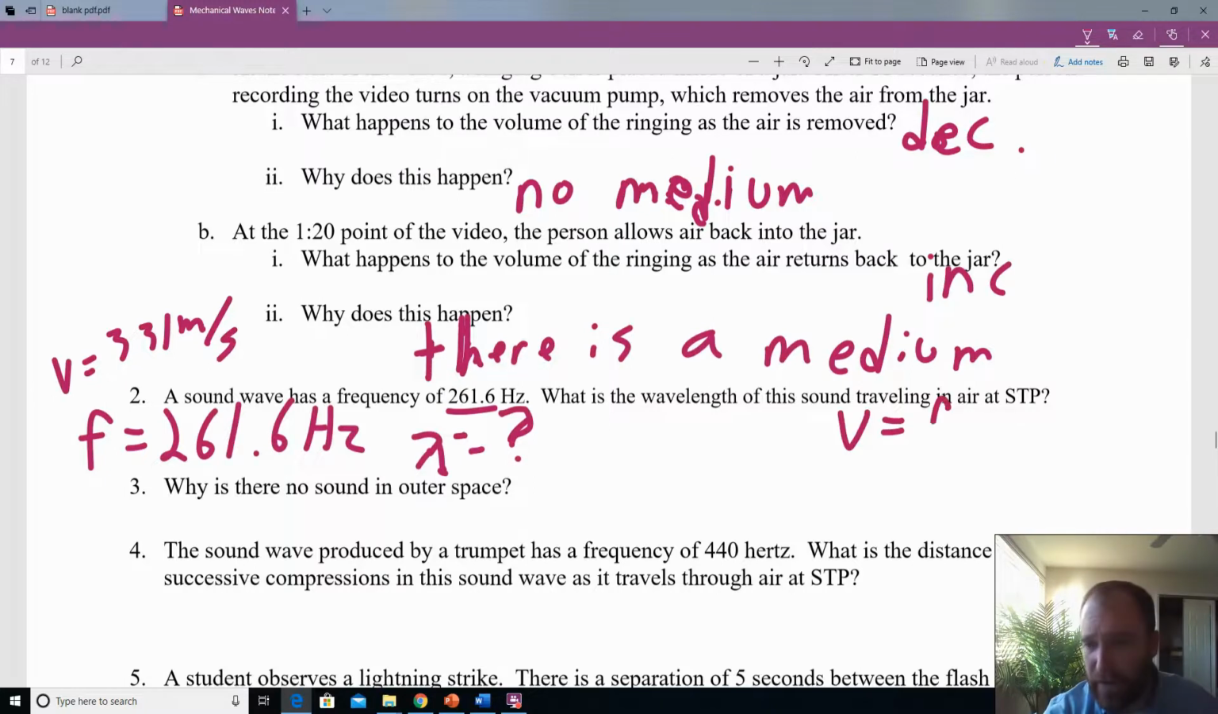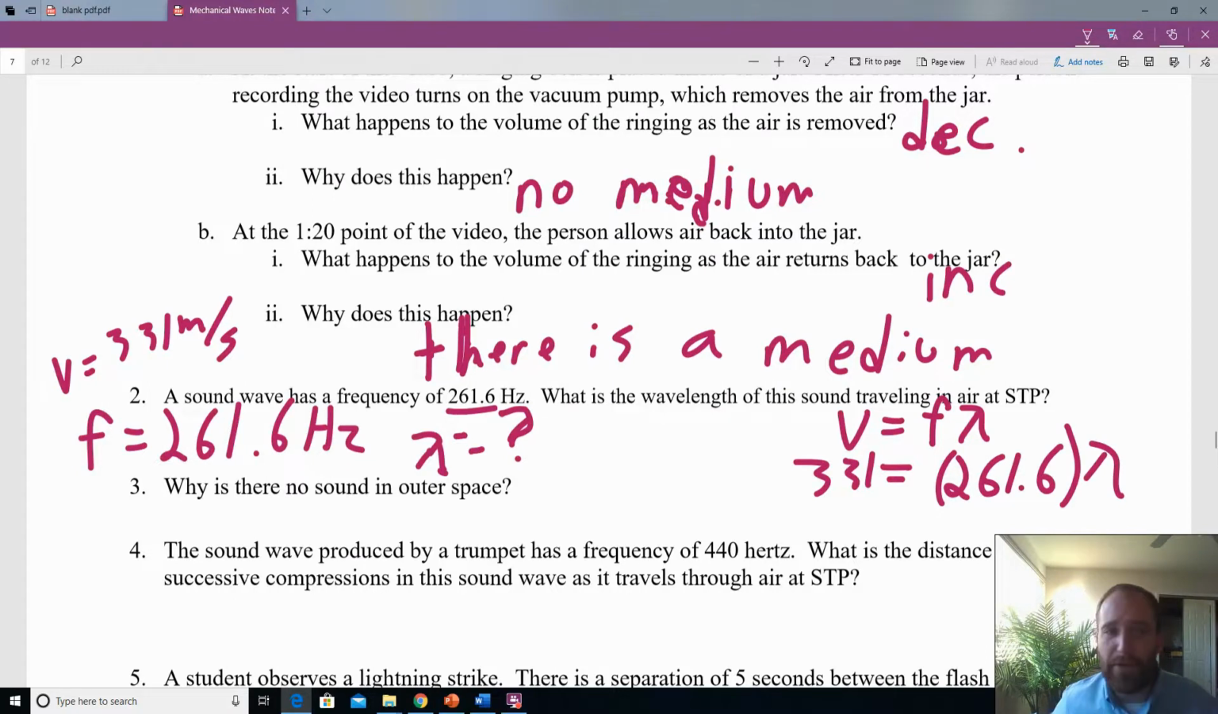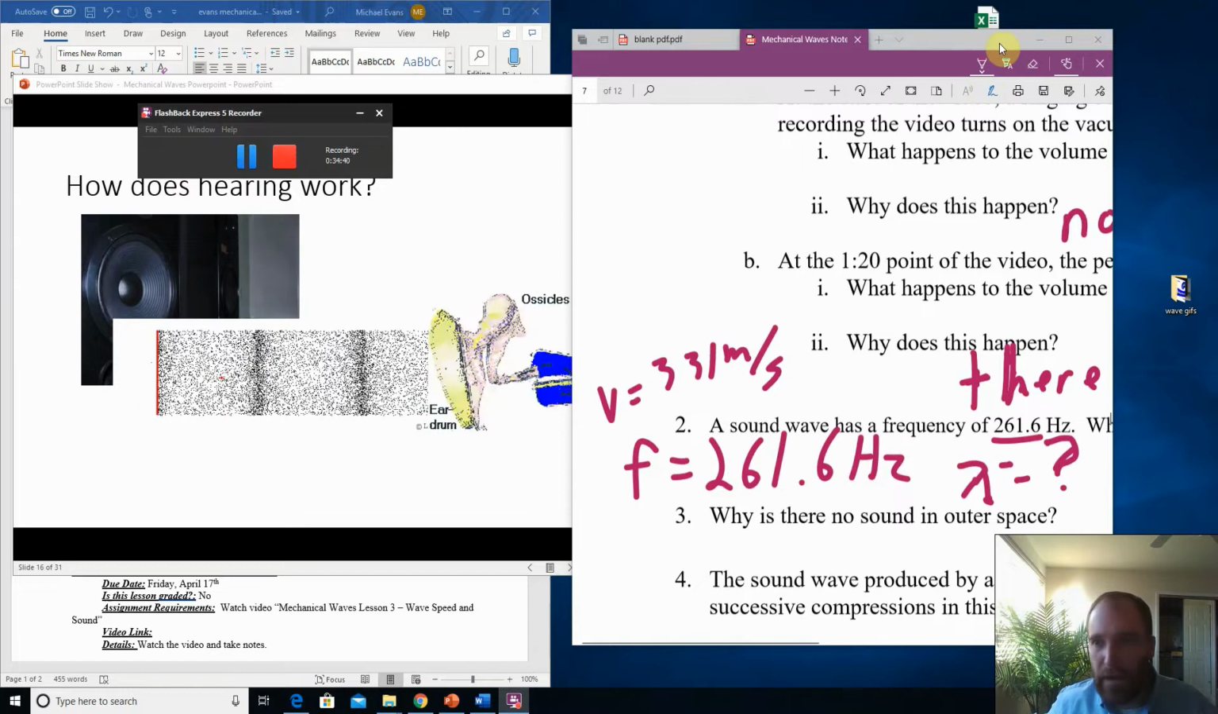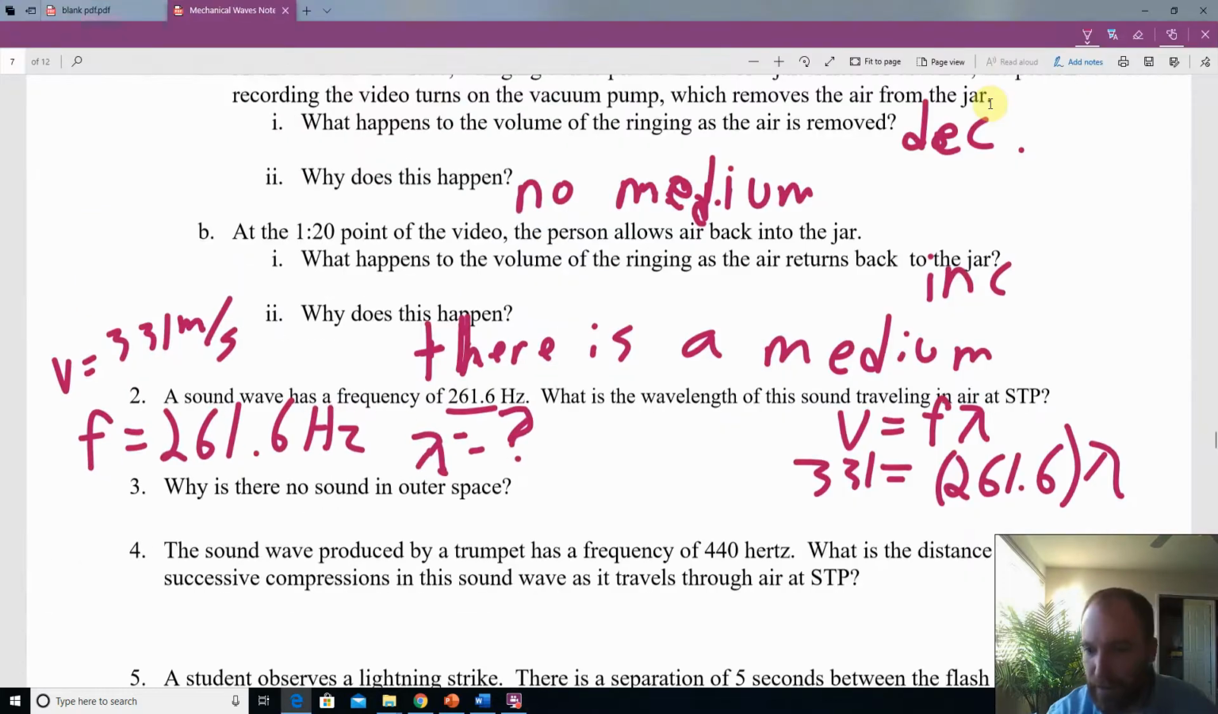V equals F lambda. 331. I'm not going to show my units because I don't feel like getting full credit, and there's no regents anyway, so whatever. Equals lambda, and we got to solve for this wavelength here. And when I do that, I got 1.26 meters.